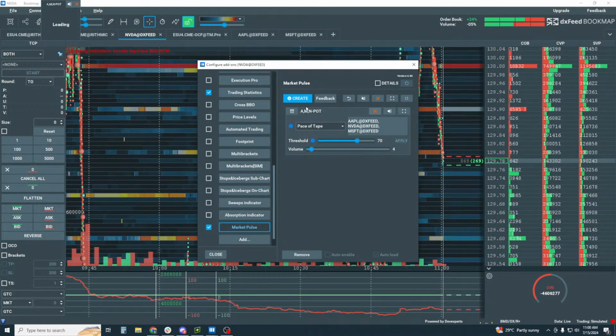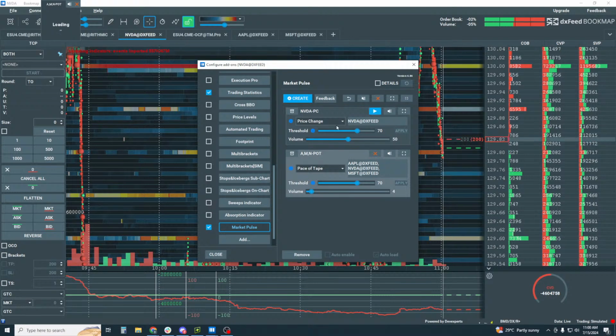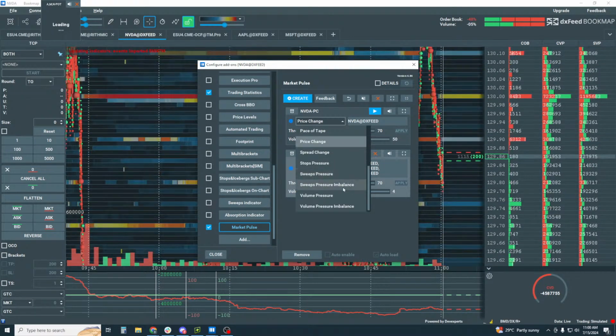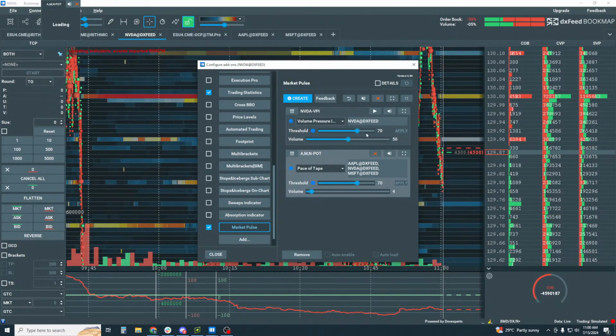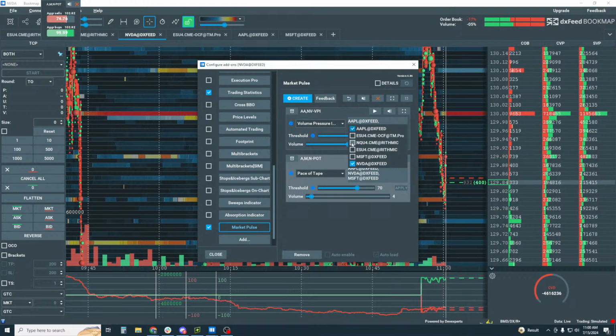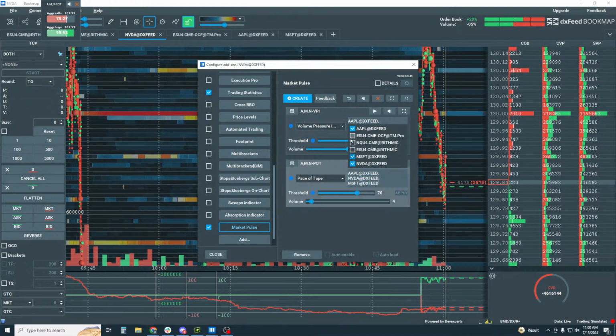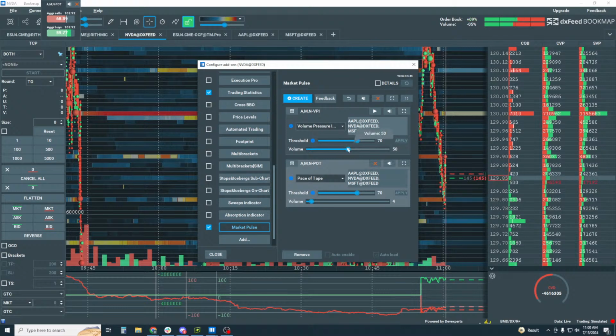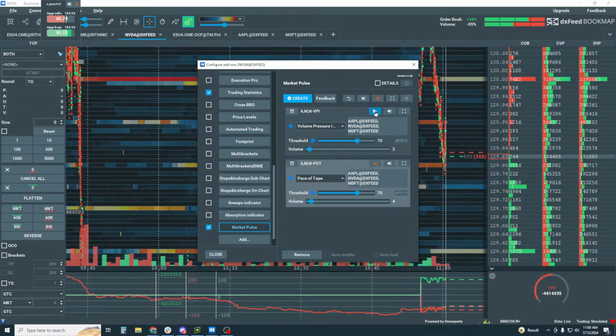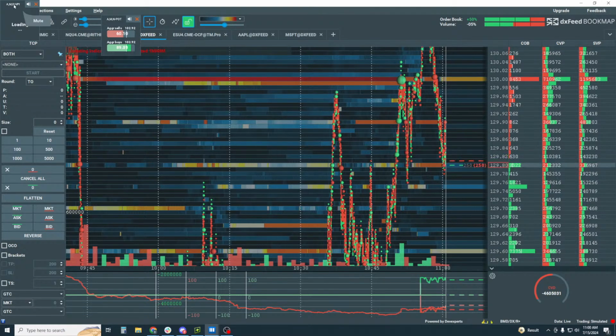All right, and we'll add another one. We can look at the new one up here. We can also look at volume, pressure, and balance. Okay, and same thing. Okay, we'll look at these three and press play. All right, here we go.